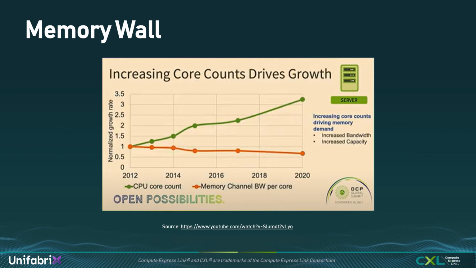So memory pool is coming to address 2 issues. First of all, when we have fewer channels, it means that the bandwidth is not increasing at the same pace as the number of cores. And the second issue is the capacity. The amount of memory that we can have per channel is limited. So we need to increase the number of channels, or we need to find another, external solution. The external solution comes in the form of a memory pool that will provide more bandwidth and more capacity to the system.